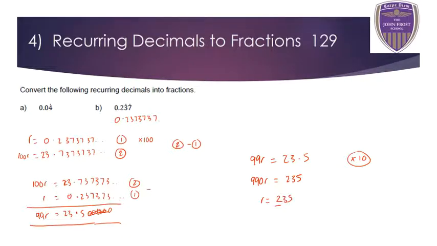So 235 over 990. And in this case, I can see that both numbers end in a 0 or a 5. So if I divide through by 5, I could simplify this fraction to give me a final answer of 47 over 198.